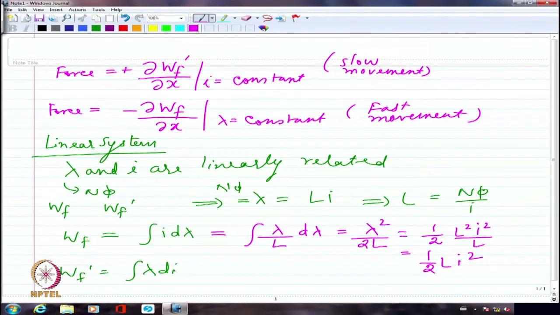If I look at W_F' also, I should be able to write this as the integral of Li di, which again comes out to be half Li squared, which is already known. We are just reiterating that. So whether I look at W_F or W_F', both of them happen to be the same.